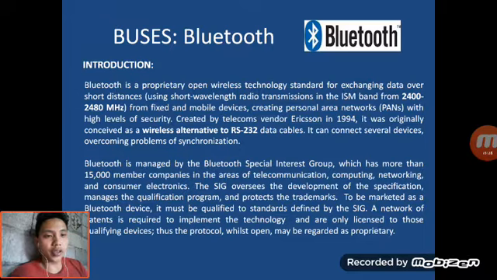The SIG oversees the development of the specification, manages the qualification program, and protects the trademarks. To be marketed as a Bluetooth device, it must be qualified to standards defined by the SIG. A network of licenses is required to implement the technology and are only licensed to those qualifying devices. That's the protocol, which often may be regarded as proprietary.